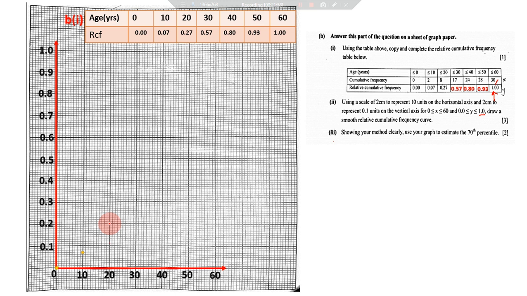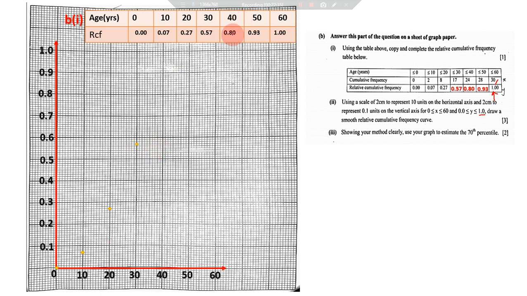0.27 should be above 0.2. So again, we count 7 steps because it's a 0.7. So 0.21, 0.22, 0.23, 0.24, 5, 6, 0.7. So 0.27 will be right here. Okay. Then we proceed. That is 30, 0.57. So 0.57 should be above 0.5. Again, 7 steps. Okay, so we can continue plotting.